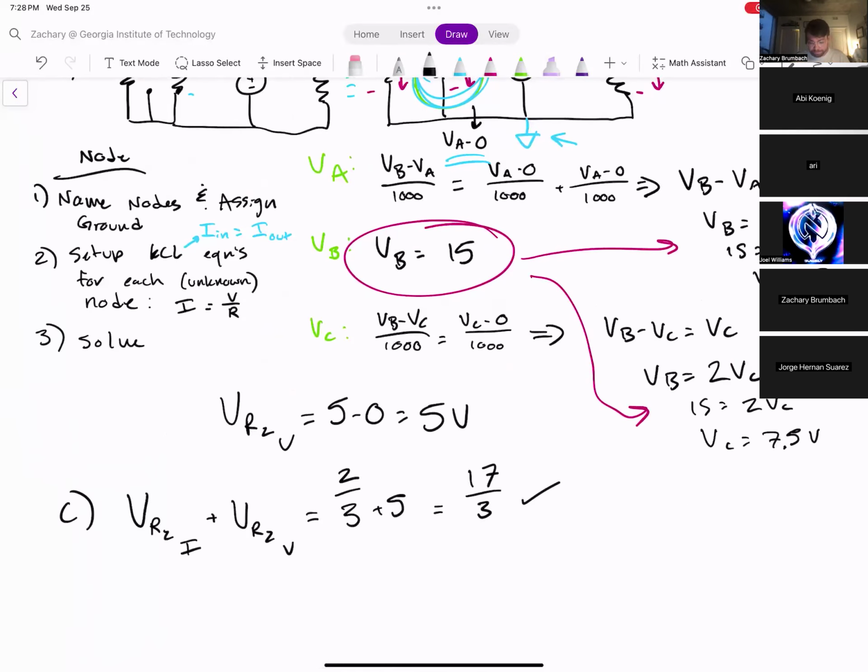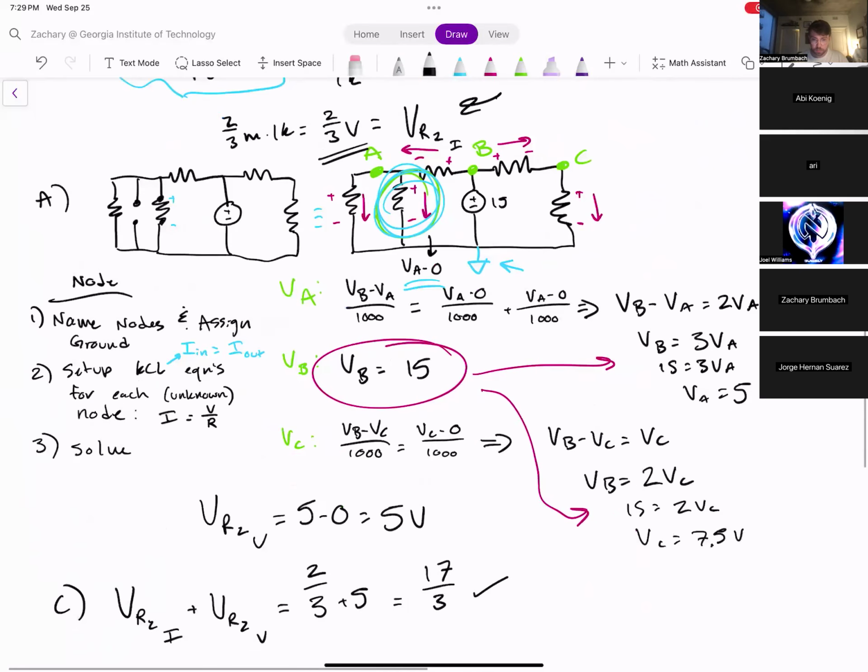Quick question. For the node analysis, just making 100% sure, how do you know, in the numerator, which voltage subtracts which voltage? Like, if it's VA minus VB versus VB minus VA? It's always, always, always plus, minus, minus.